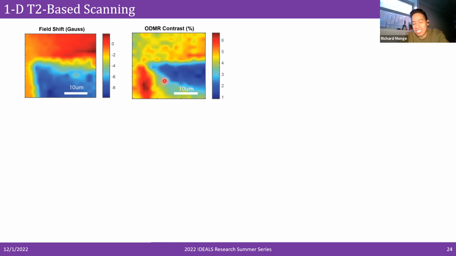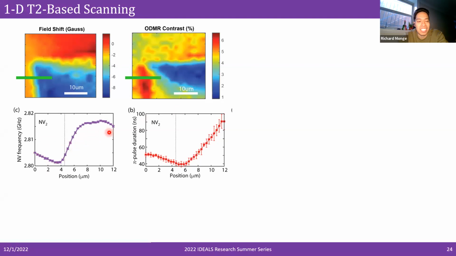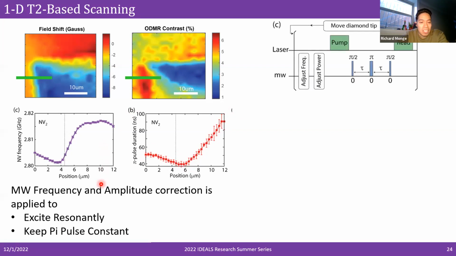So as you can see from the contrast and the field shift from these two maps that I showed before, you can see more the NV frequency on this line cut and the pi, the Rabi frequency. In order for us to implement the Hahn-echo sequence put here with the pi over 2, pi and pi over 2 pulses, we need to do two things.